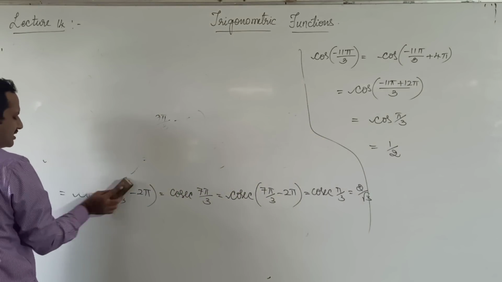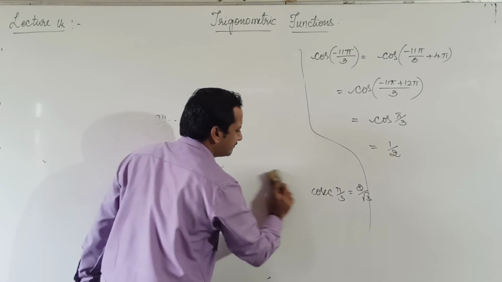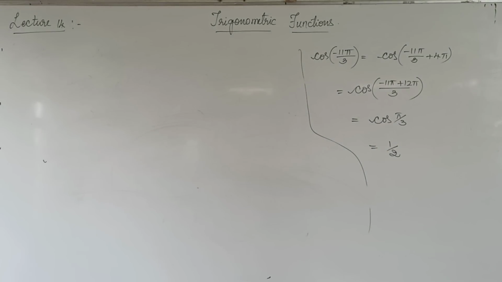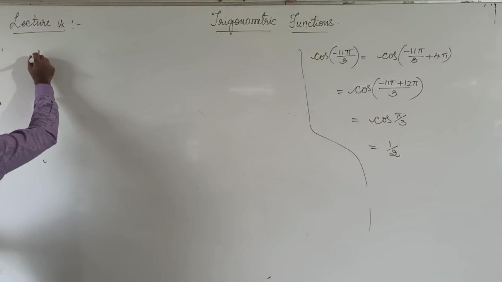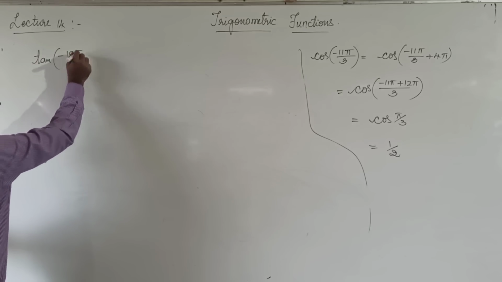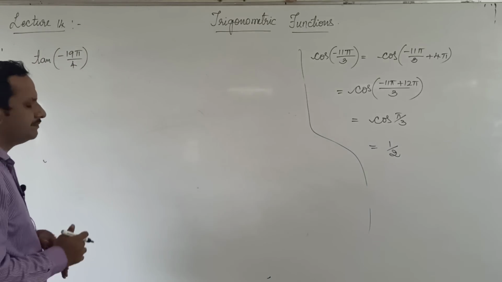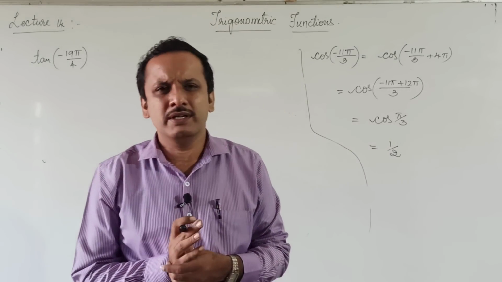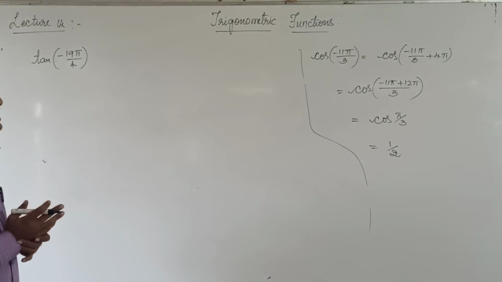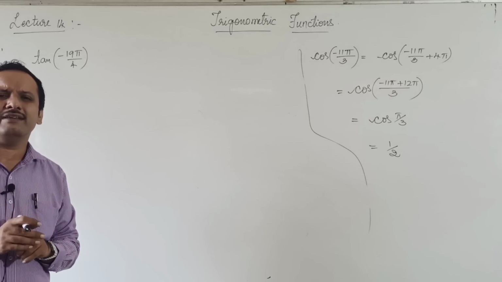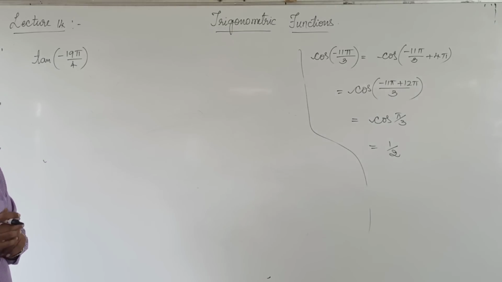Okay. Next question. Tan of minus 19 pi by 4. Okay. Tan of minus 19 pi by 4. Here also this angle is less than 0. This is negative, less than 0. So what to do? We'll add any multiple of 2 pi.